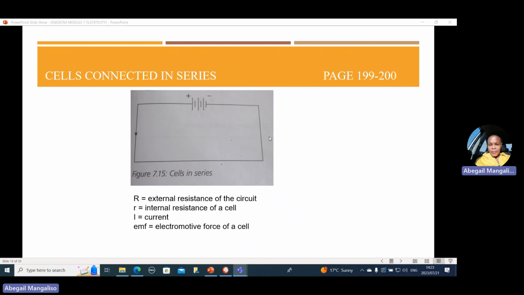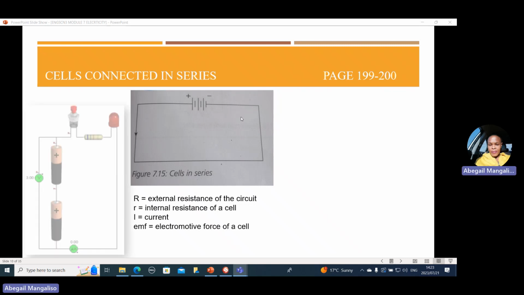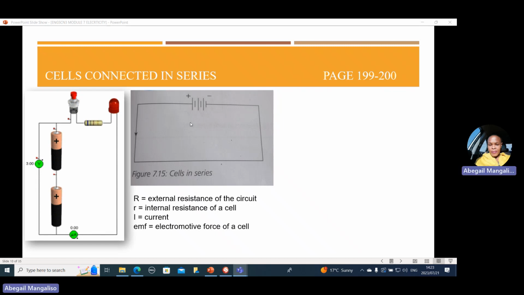Cells that are connected in series. The cells of this battery, 1, 2, 3 cells, it consists of 3 cells. They are connected in series. Now, when the cells are connected in series and you are given the EMF of each cell, if each cell is 2 volts, for example, the total EMF will be 6 because it's 2 plus 2 plus 2, or it's 2 times 3. So when cells are connected in series, you need to know what will be the total EMF, what will be the total resistance.